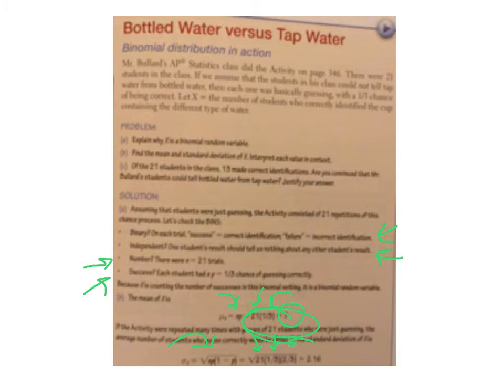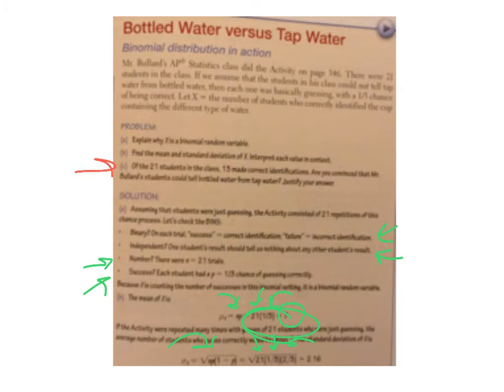So again, if I do this lots of times with groups of 21 students, then the number of correct identifications would differ from 7 by about 2.16. So when I'm doing part C here, that of the 21 students in the class, 13 made correct identifications. Are you convinced that Mr. Bullard's students could tell bottled water from tap water?